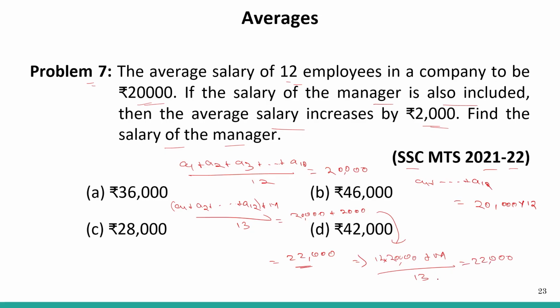Now solving this, what we can evaluate is M, because this will be equal to into 13. So this implies that M is equal to 13 into 22,000 minus 12 into 20,000.